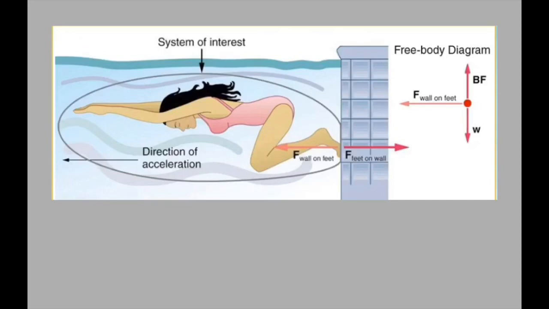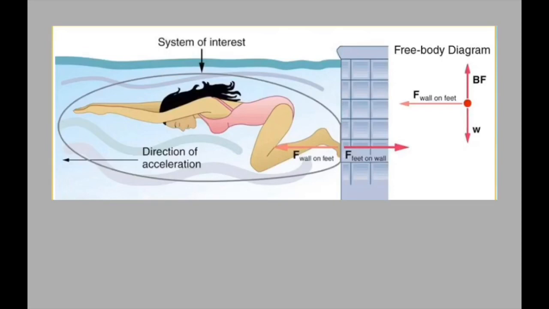The swimmer is trying to get a good start by pushing against the wall there. And our object of interest here, or the system of interest as shown, is the swimmer. So we're going to look at the forces acting on the swimmer. What are the forces acting on the swimmer?